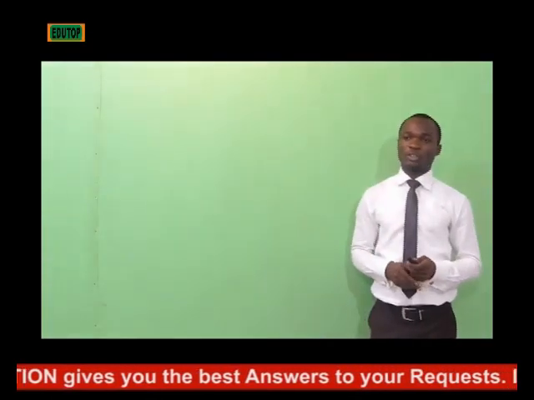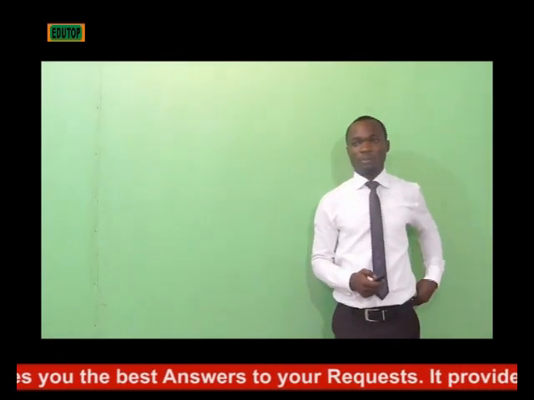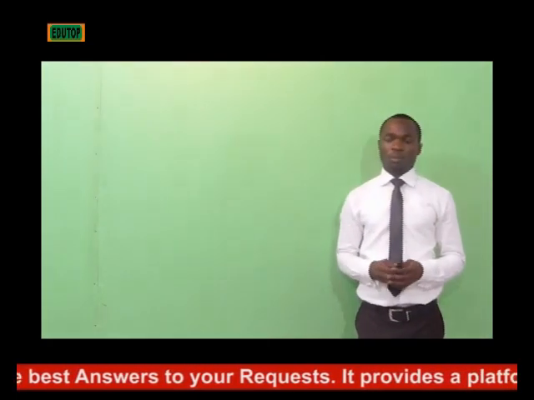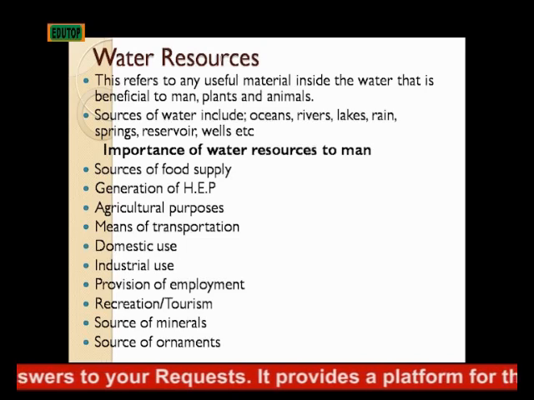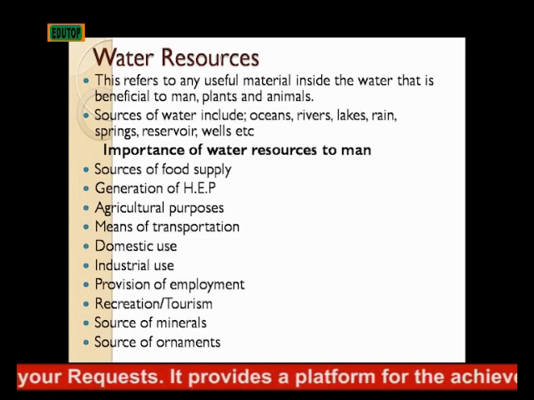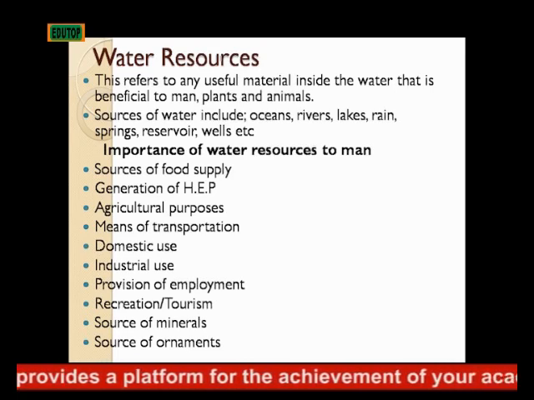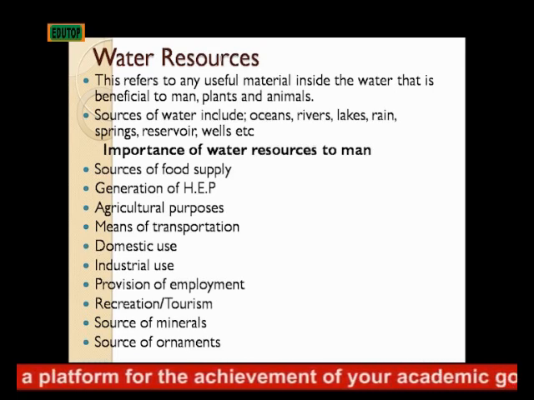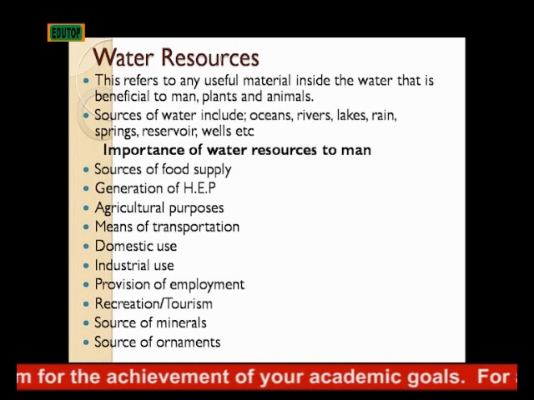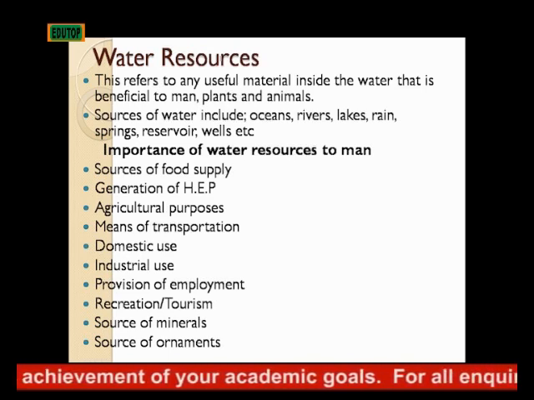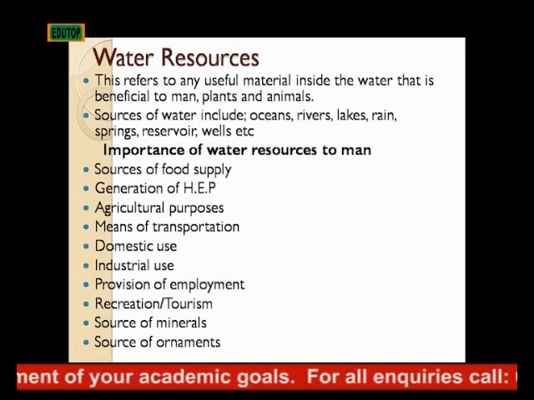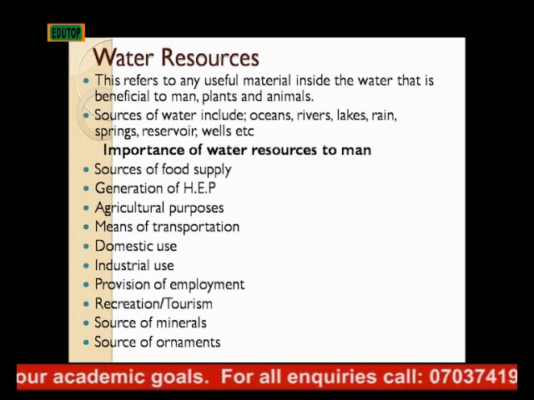Now, another type of environmental resource is the water resources. Water resources here refers to any useful material inside the water that is beneficial to man, to plants, and also to animals. And sources of water here include the oceans, the rivers, the lakes, rain, spring, reservoir, and wells, etc.